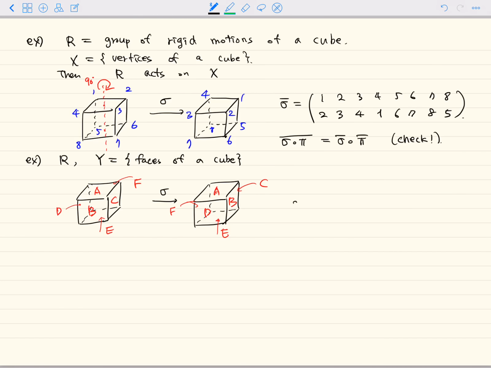So in this case, let's write sigma tilde, just to distinguish it from sigma bar over there. It permutes the faces A, B, C, D, E, and F. A stays there, E stays there, and B is in the position of C, so B goes to C, C goes to F, F goes to D, D goes back to B. So it is a permutation of the faces. The group action is like this. Okay.